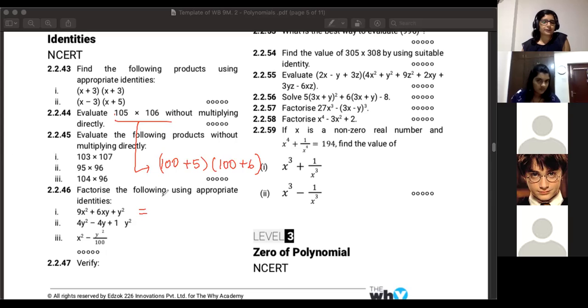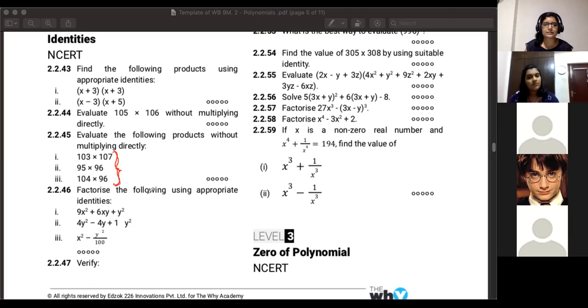तो इसके बाद क्या करोगे? It is equal to 100 square plus (5 plus 6) into 100 plus 5 into 6. Now, these numbers are easy to add, subtract, multiply. It's much easier to simplify this than sit and multiply 105 and 106, right? So that's the intent, that's how you use it. The whole of 45 is similar lines, same thing. You have to figure out which identity is usable in this case and use that.